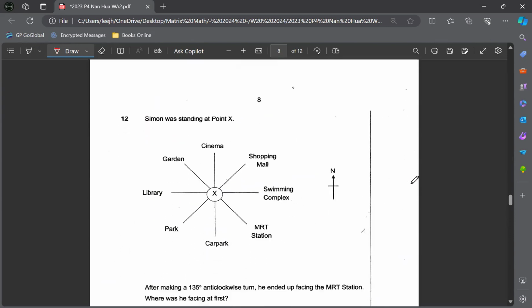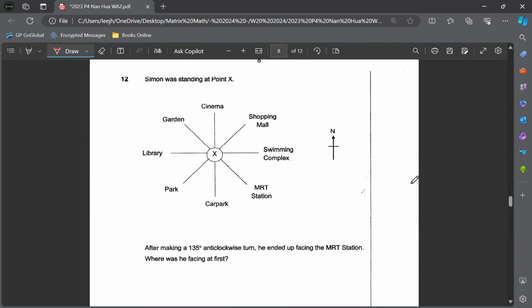Question number 12. Simon was standing at point X, so it's over here. Then it says that after making a 135 degree anti-clockwise turn, he ended up facing the MRT station. Where was he facing at first? So that means I don't know where he is facing at first, but after turning 135 degree anti-clockwise, he will be facing where?